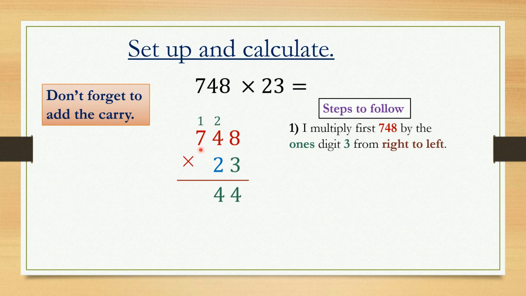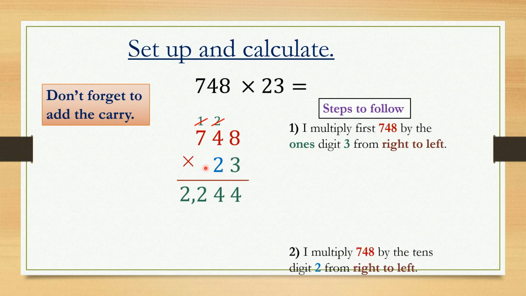3 times 7 is 21. And again, don't forget to add the carry. 21 plus 1 is 22. I write 2 below the 7. And since there's no more digits to multiply by, I copy the 2 next to the 2. Then I put the comma. So this is the product or the answer of 748 times 3. Now I cross the carry because I don't need it in my next step.